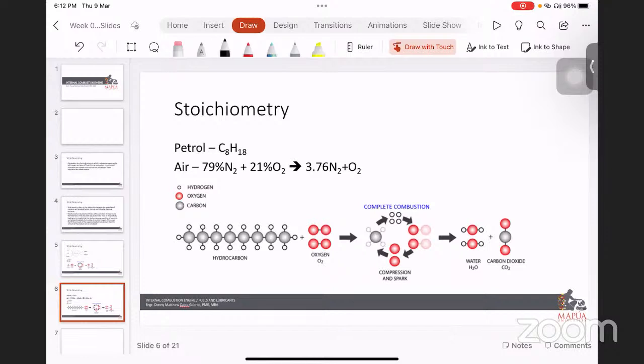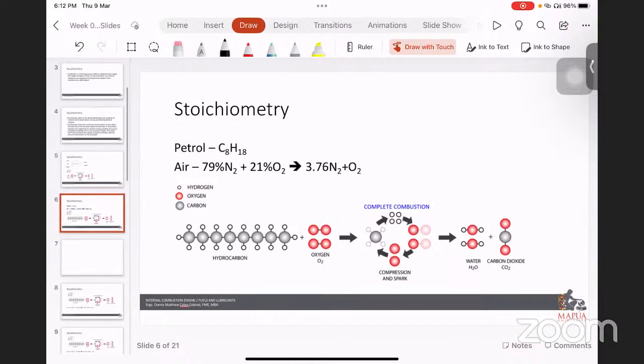Now, maraming iba't ibang bagay o maraming iba't ibang substances that are coming out from exhaust. But since we are considering only oxygen at nitrogen sa ating air, of course, ang exhaust natin is carbon dioxide at saka nitrogen. So let's see, let's calculate.